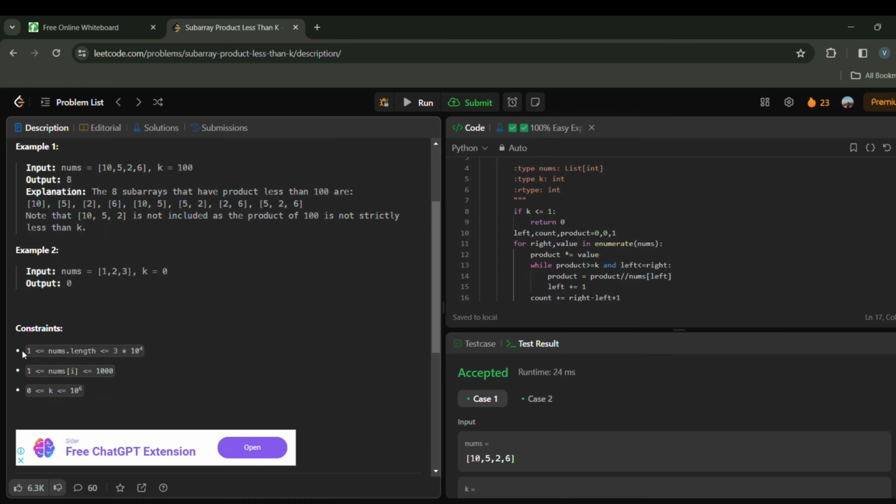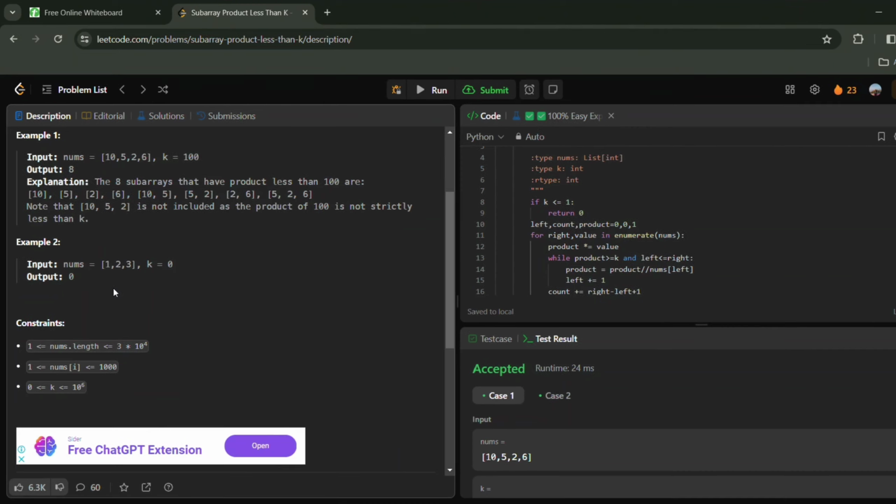And in the constraints we are given that the length of the nums array is from 1 to 3 into 10 raised to 4, and the value in the nums array is from 1 to 1000. So the nums will definitely contain values which are greater than or equal to 1, so the product will never be 0 or less than 1. So we know that if k is 0, then we have to return output 0.